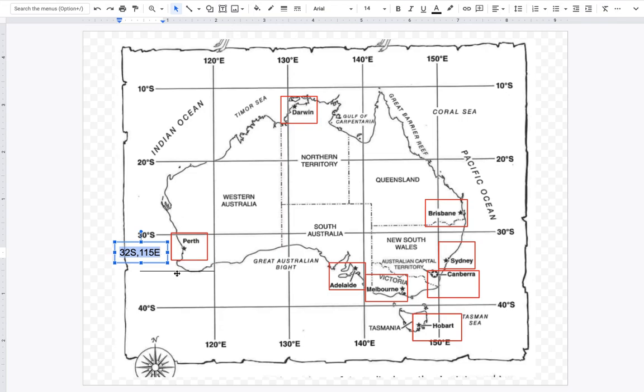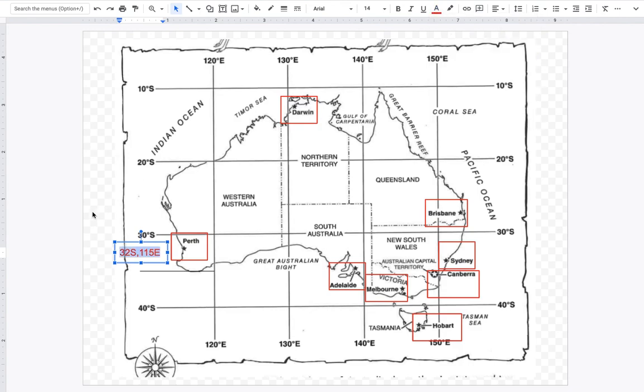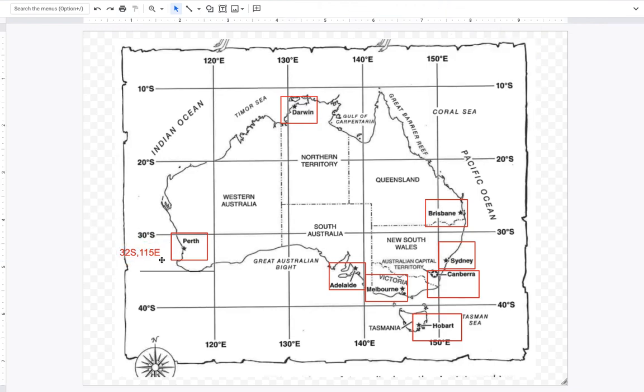Okay? And you can make these different colors. I was just thinking maybe I should make that a brighter color so it's easier to see. I don't care what color you choose. I'll just make that red real quick so it's easy to see. Okay? So 32 degrees south, latitude always comes first, 115 degrees east, longitude always comes second, and that is for Perth. Now you guys do the rest.